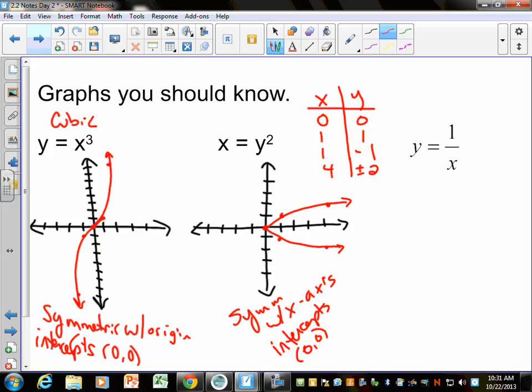And then the last one that they throw in that you should know is 1 over x. This is the reciprocal function because it's x flipped over. You know what this one looks like?